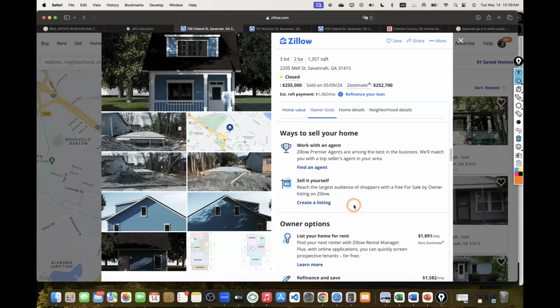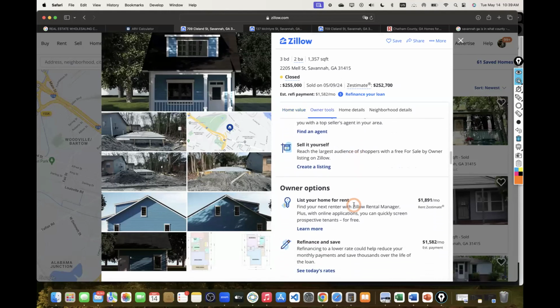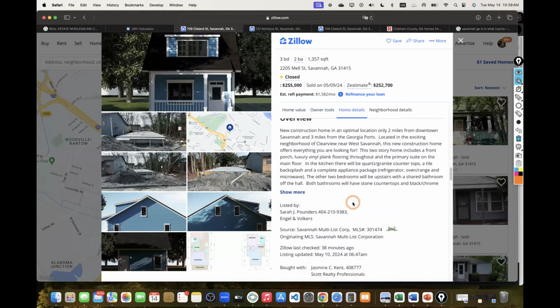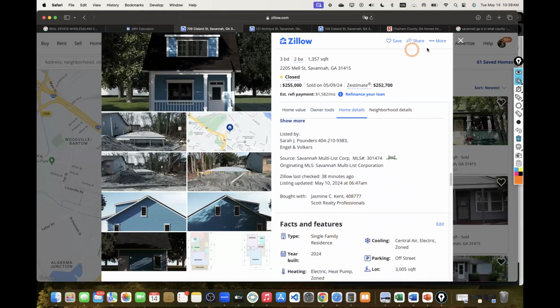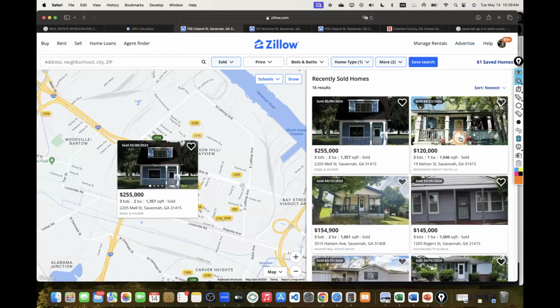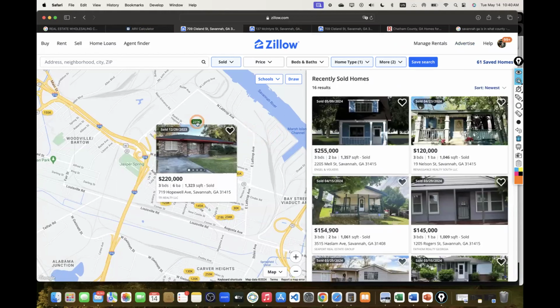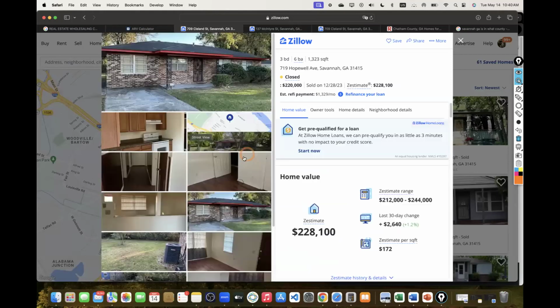So this sold on May 9th, so about 5 days ago. But yeah, it's a 2024 build, so I can't use that one. Again, I gotta look for homes from 1950 to 1960, down to like 1940 type of homes. This one sold in December for 220.